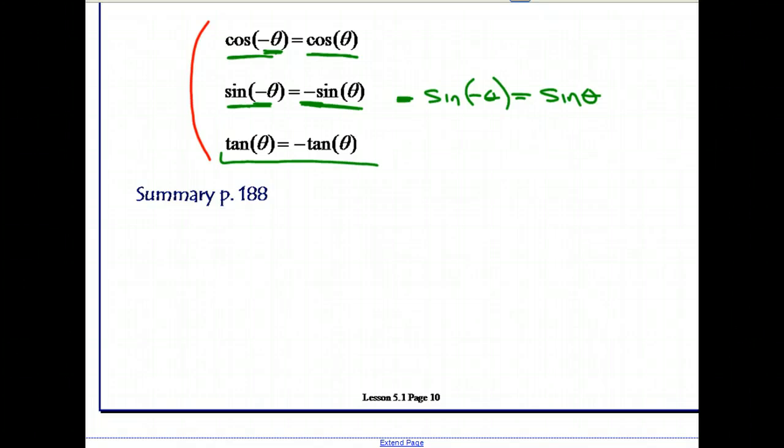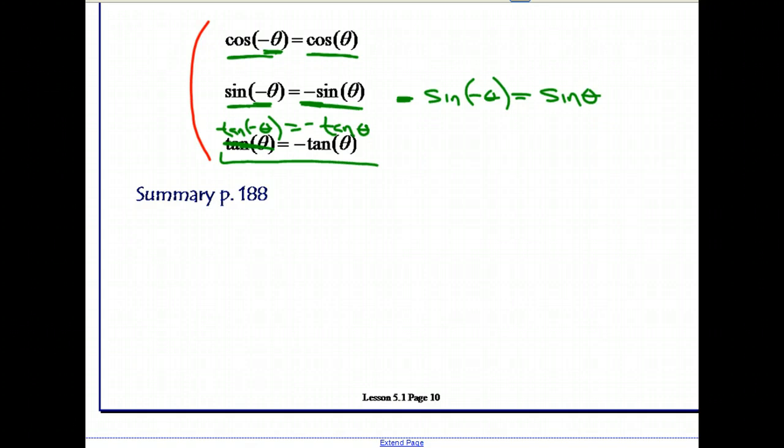The same thing for tangent. Tangent of theta is the opposite. Oops, we need an extra negative in there somewhere. So let's change that one right there. The tangent of negative theta is the opposite of the tangent of theta.